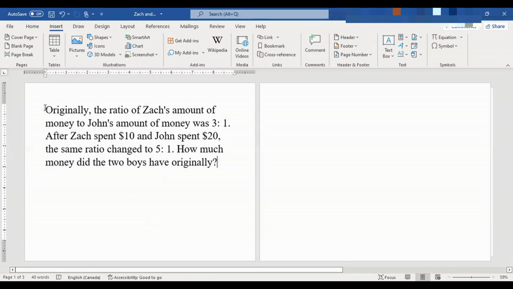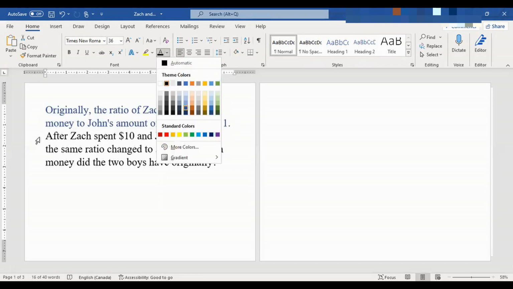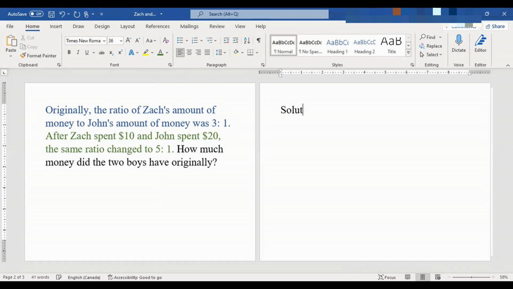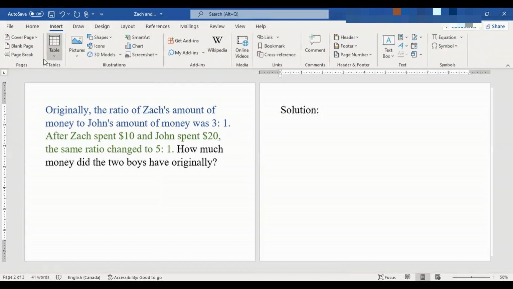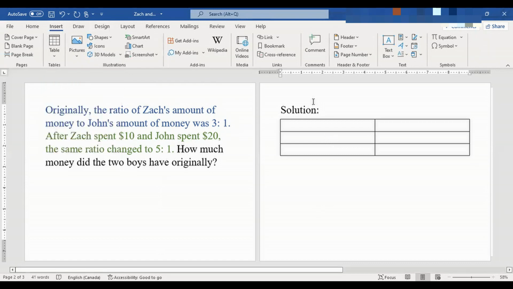And to do this question, as always, we are going to make the important sentences different colors. First sentence will be deemed the blue sentence, and second sentence is now the green sentence. Since we're going to make a visual representation, we're going to make a table right after. That'll be our table.